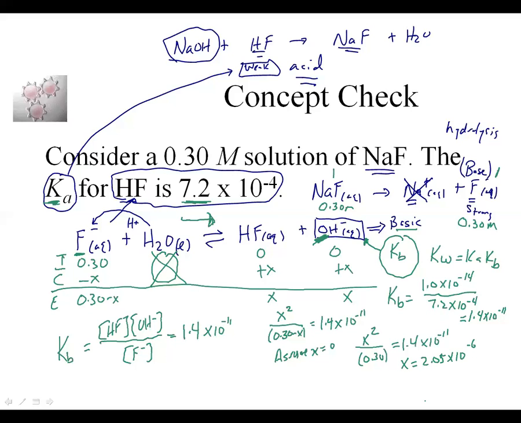We do want to check it, so we would take that number and we would divide it by 0.3 and times it by 100, and you're nowhere even near 1%. So it is a good assumption. So this is good in terms of that.